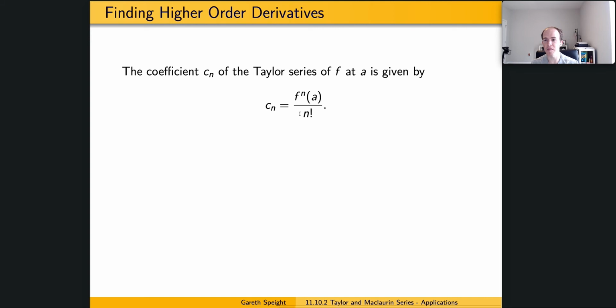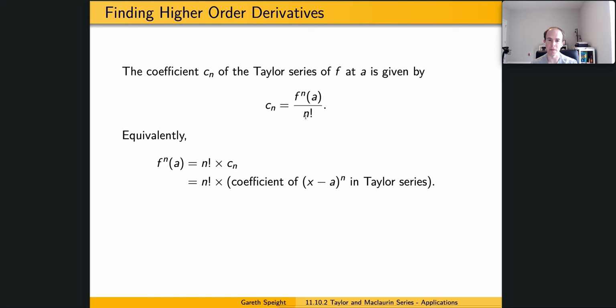And then we can use this and go backwards to find high derivatives of the function using the Taylor series. So if I want to turn this formula around, I could multiply both sides by n factorial. That gives me the nth derivative at a is equal to n factorial times c_n. And then I want to remember what c_n was. c_n was the coefficient of (x minus a) to the n in the Taylor series. So this formula, I think, is useful to keep in mind or write on a formula sheet, maybe. The nth derivative at a is n factorial times the coefficient of (x minus a) to the n in the Taylor series. So let's see an example of how this works.